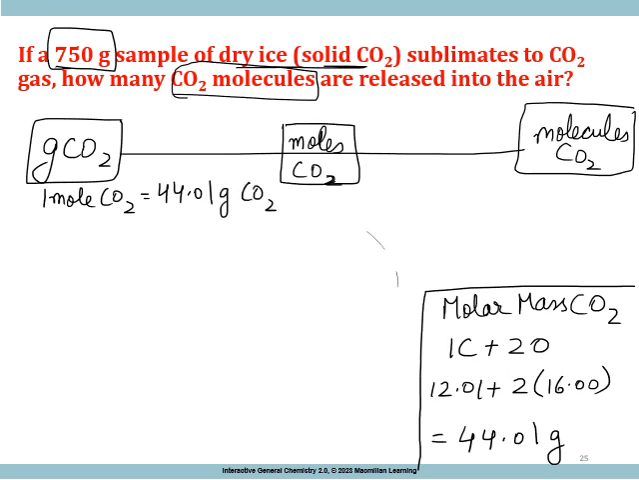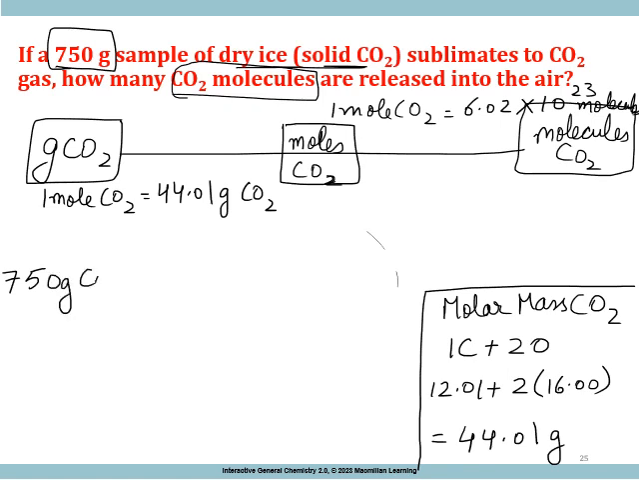Next, I need to go from moles to molecules. What is my conversion factor here? 1 mole of CO2 is Avogadro number, 6.02 times 10 raised to power 23 molecules. This time I'm doing molecules because CO2 is a molecule. That's it. You start now solving.